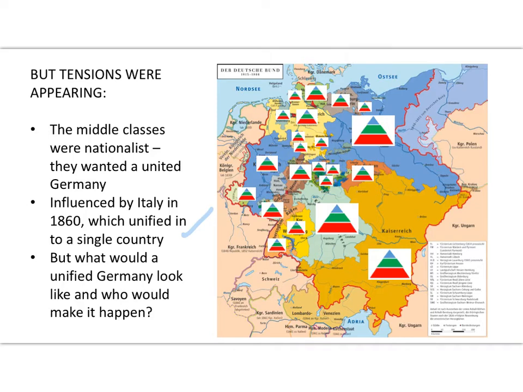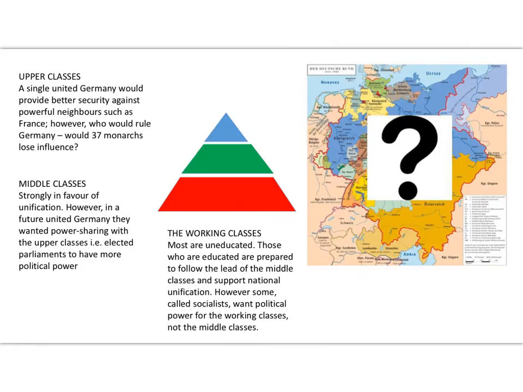But the issue, of course, is how do you bring about a united Germany? How are you going to make that happen? What are the obstacles going to be, and what would a united Germany look like? Let's move on to the next slide. So I've got the map of Germany there with a question mark indicating, if you're going to have a united Germany, what would it look like?